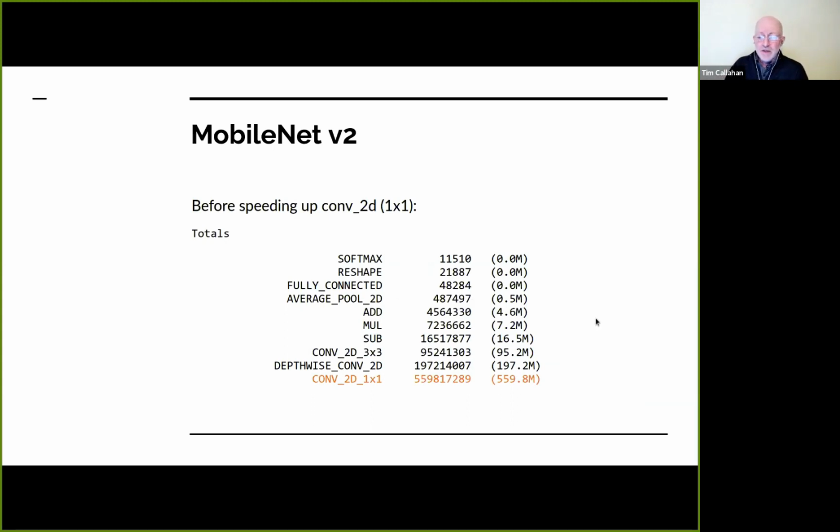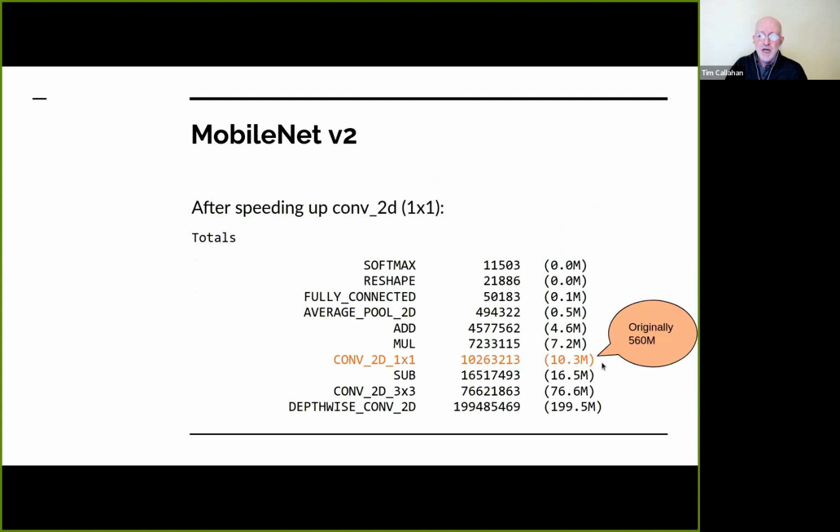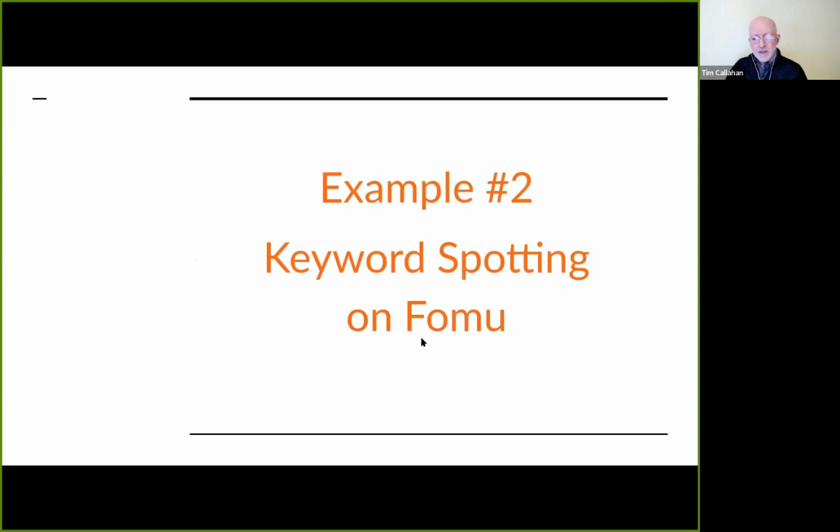But let's look at the performance impact. We started at 560 million cycles for doing this special version of convolution 2D with the 1x1 filter. And as we iterated, we see these speedups grow until we get a 55 times speedup for this operation. And so now we've reduced it from 560 million cycles down to 10 million cycles. So it is no longer a significant contributor, but as you can see, now we have another operation to worry about. But actually we stopped that because we started working with a different model. So that's as far as we got with MobileNet v2. But let me show you another example.